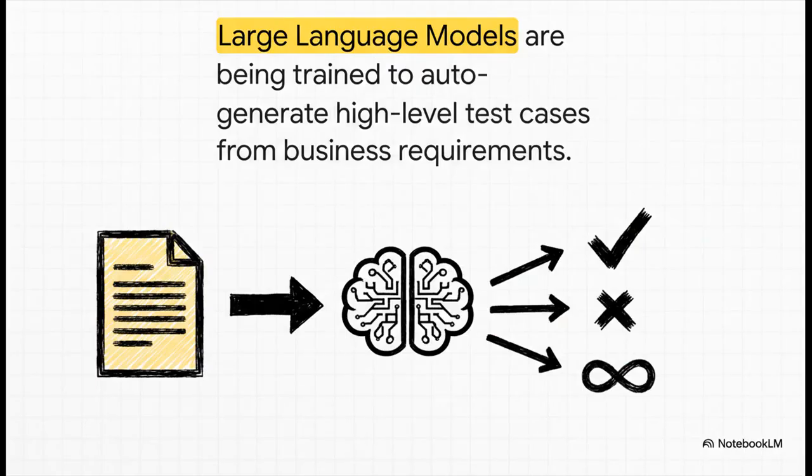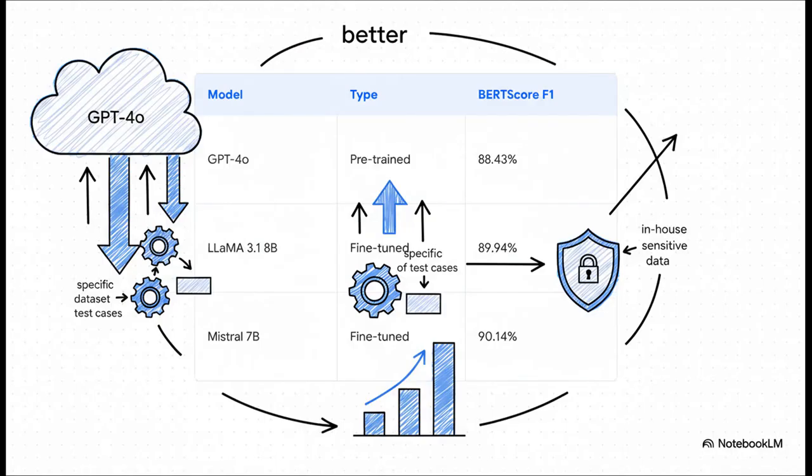And this is exactly where something like a large language model, an LLM, comes into play. The big idea is to train these things to read a business requirement, a use case, and then automatically spit out a whole bunch of test cases, covering all those positive, negative, and weird edge scenarios we were talking about earlier. And you know what? The results are really promising.